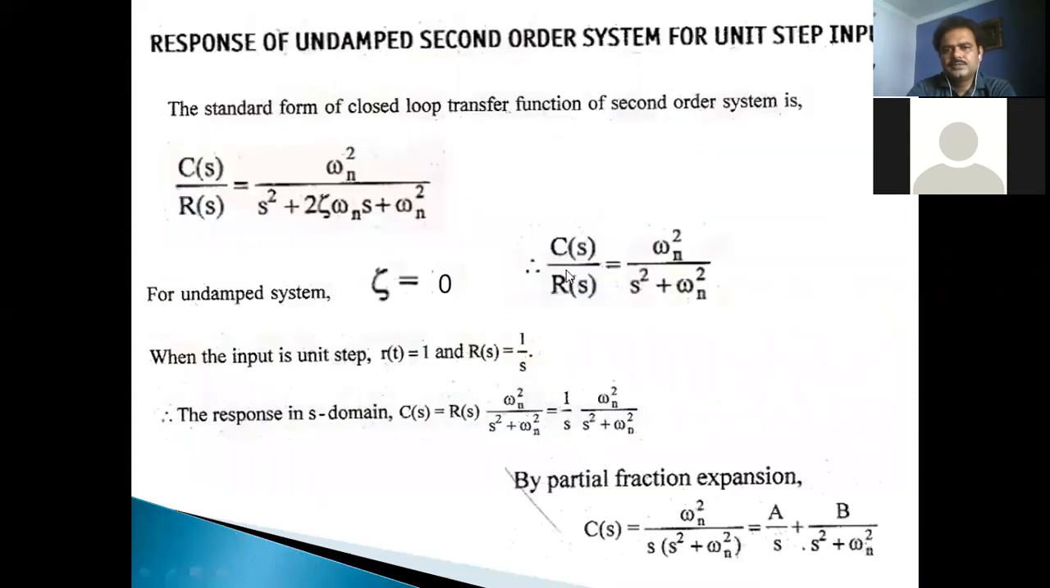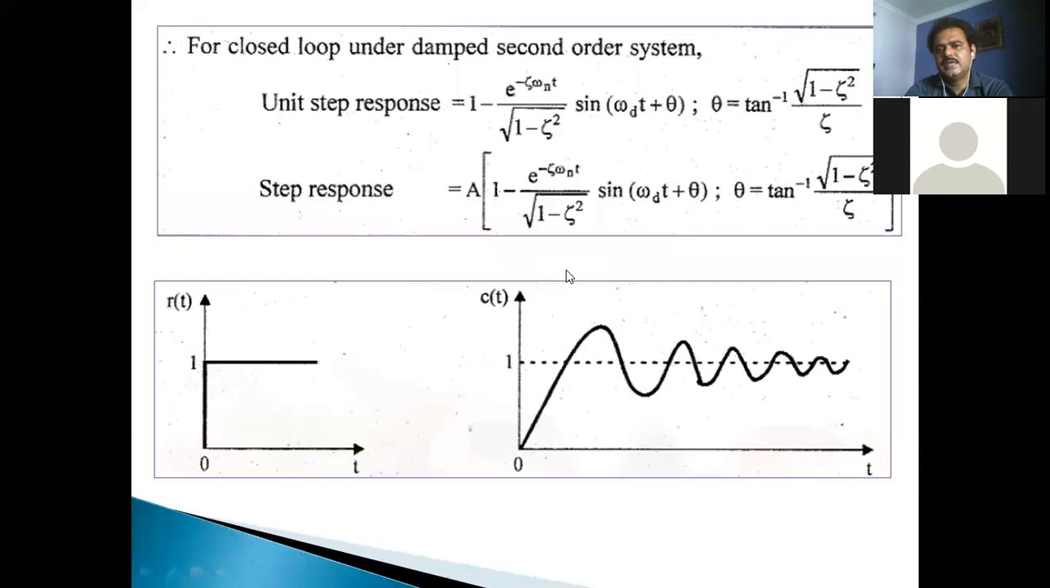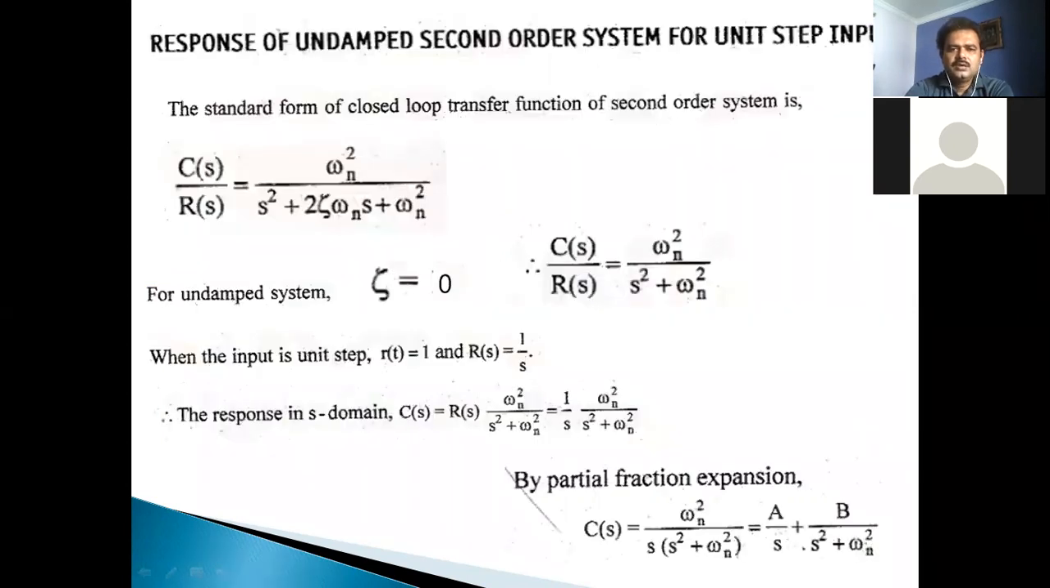Next, coming to the next case. The previous case is where the zeta value lies in between 0 to 1. If we substitute zeta is equal to 0, you will get this response for the undamped case. We can solve the same again using partial fractions, and you will get the same response. Try to do it on your own. I'll go a little bit faster.